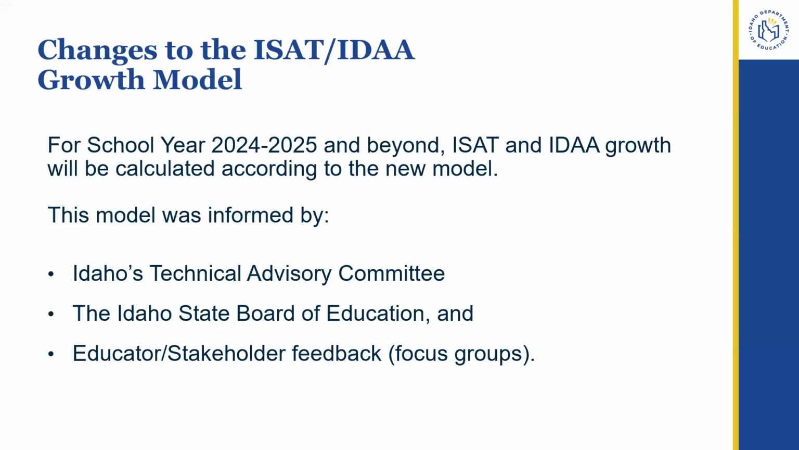The Idaho Department of Education and Idaho State Board of Education have implemented a change to the way that growth is calculated from year to year on the ISAT. Growth is reported at the school, district, and state level as the percentage of students meeting the growth goal. This new growth model was reviewed by several parties, including Idaho's Technical Advisory Committee, a group of psychometricians and subject matter experts, the Idaho State Board of Education, and educators who participated in the focus groups and provided feedback to the state on the growth model.